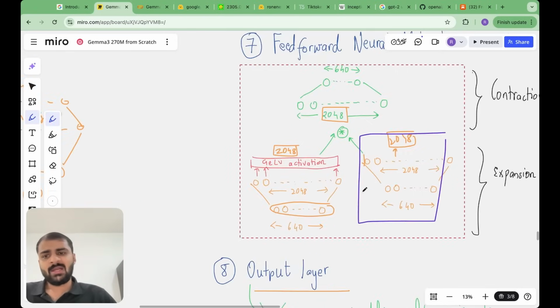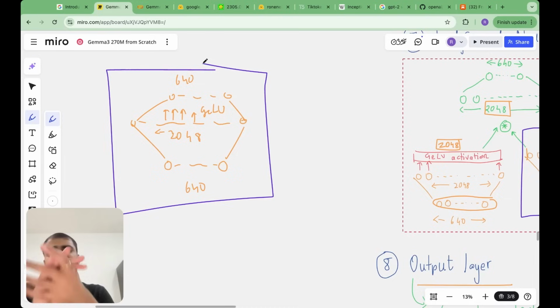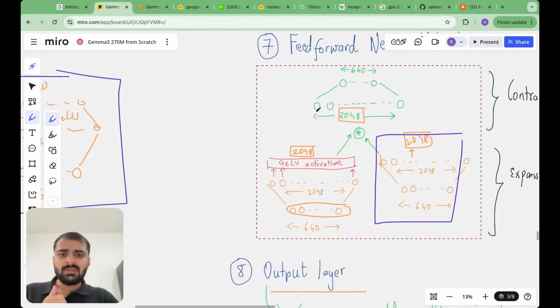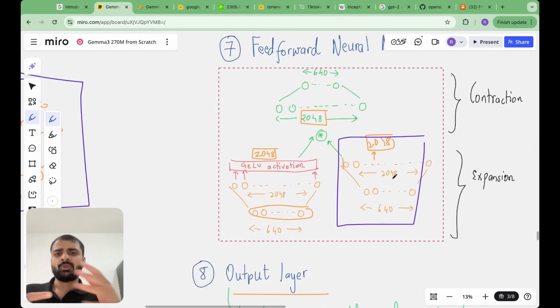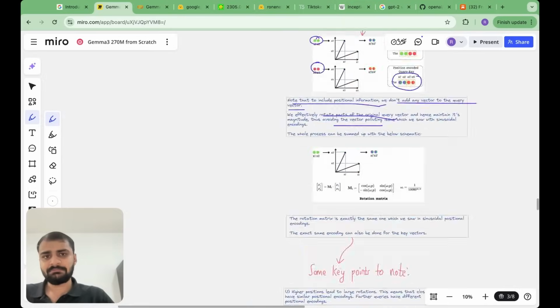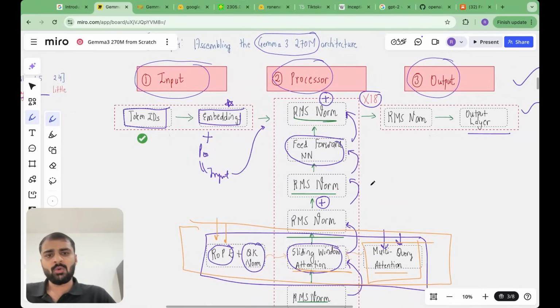But I think they figured out that if you just have one single feed forward neural network, why is this feed forward neural network needed? It's because the expansion contraction allows us to explore a richer and higher dimensional space, right? But they figured maybe this was not enough, so they added one more neural network here, so the exploration could be even richer in a higher dimensional space. That's the feed forward neural network part over here.